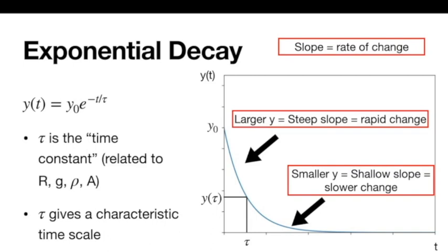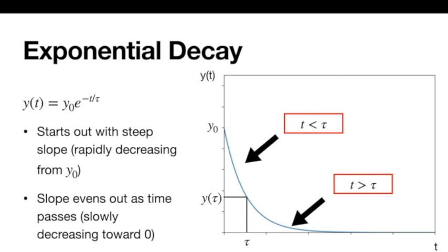Another way we can split this up: before tau, we get this relatively steep slope. Things are changing quickly. And then after that, things start to slow down. After another tau, they'll be very slow. So tau does give us this characteristic time scale. If it's seconds, after a bunch of seconds, the circuit will be at equilibrium. If it's hours, we'll need to wait a bunch of hours for the circuit to be at equilibrium.